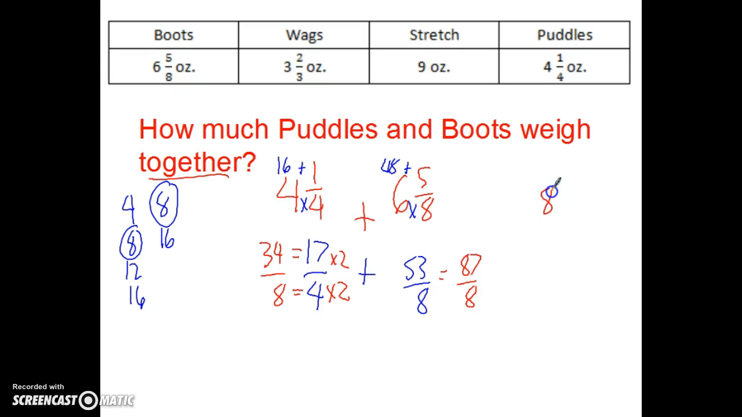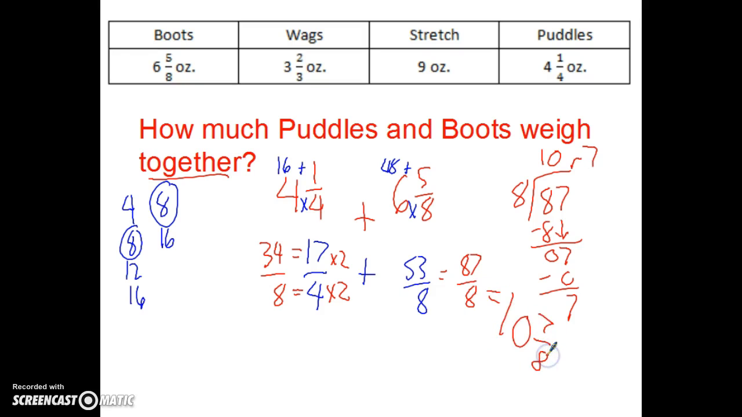87/8. Again, it looks bad, but the division's not going to be that bad at all. 8 goes into 8 one time. Bring down my 7. There are no 8s in 7. Remainder 7 again. So it's 10 and 7/8.